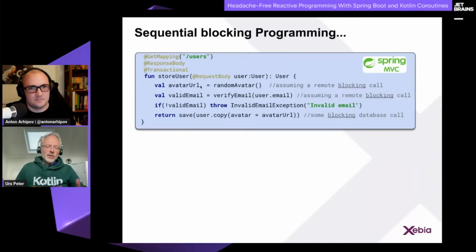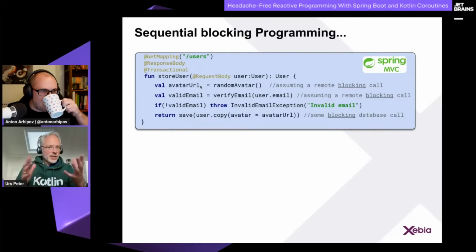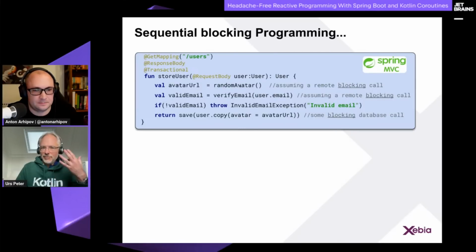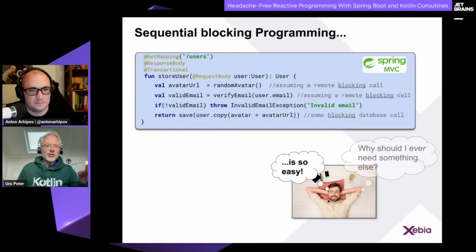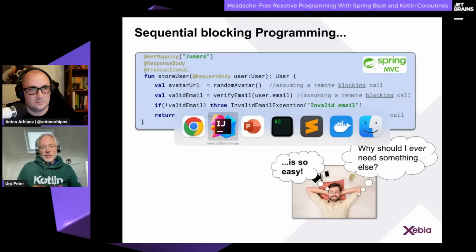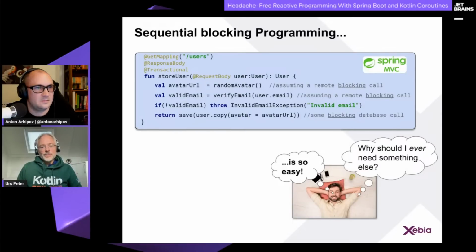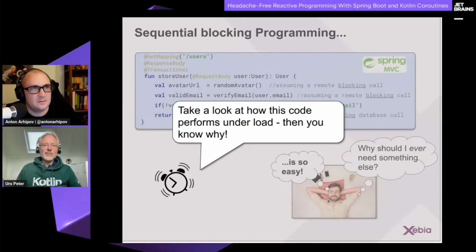And the example I will use throughout my presentation is what you see here. A very simple example where I have some endpoint in Spring Boot, store users. I fetch data from 2 endpoints, random avatar and verify email, assuming some remote blocking calls, do some validation. Eventually, I save my user in a database using, for instance, JPA. When I look at this particular example, it's very clean. There is no additional fuss about it. So you might think, why should you ever need something else? Well, if you put this particular piece of code under load, then you might see why I need something else.